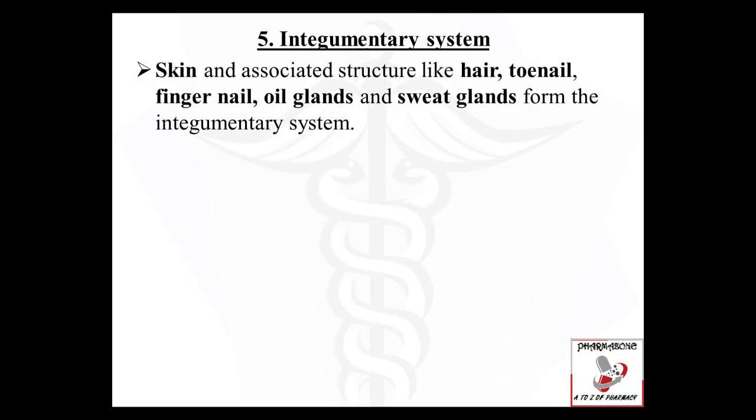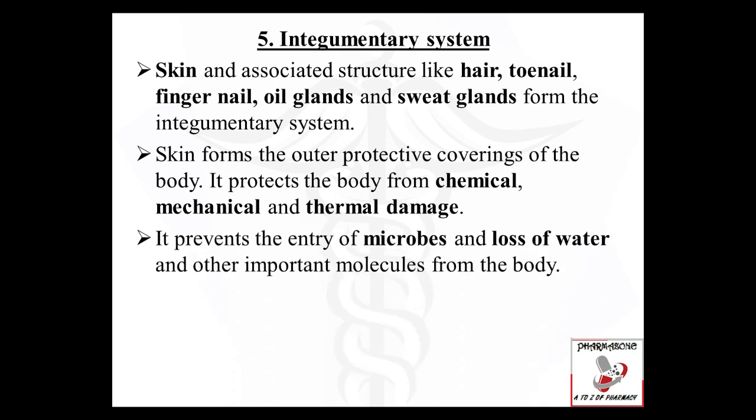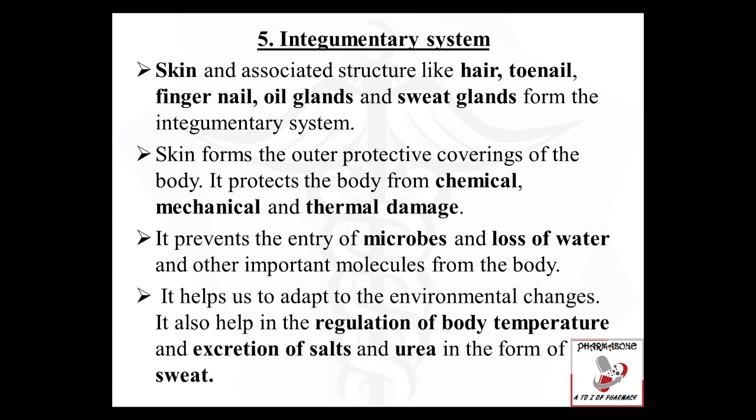The fifth organ system is the integumentary system. Skin and associated structures like hair, toenails, fingernails, oil glands, and sweat glands form the integumentary system. Skin forms the outer protective covering of the body. It protects the body from chemical, mechanical, and thermal damage. It prevents the entry of microbes and loss of water and other important molecules from the body.